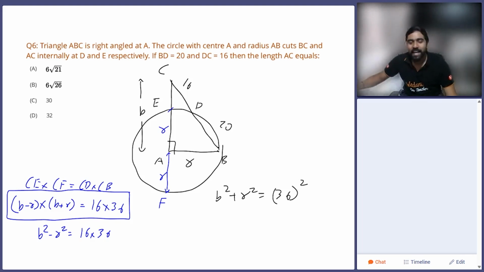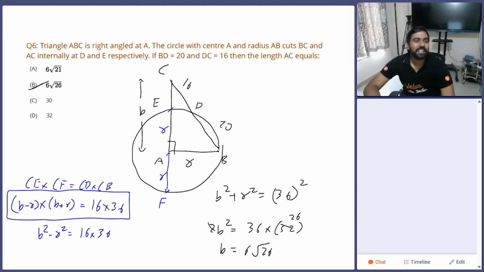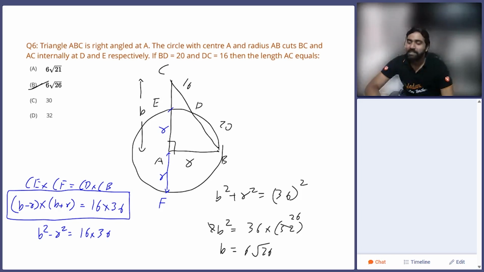So what does this mean? Add the two of them, you will get 2B square equals to 36 into 36 plus 16, that is 52. You can cancel one of them out. 26, which means B will be equal to 6 root 26. That's option B. 6 root 26 will be the answer for the question. Okay, very simple, straightforward.